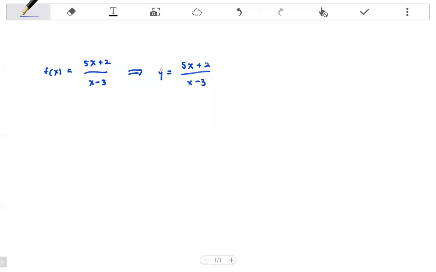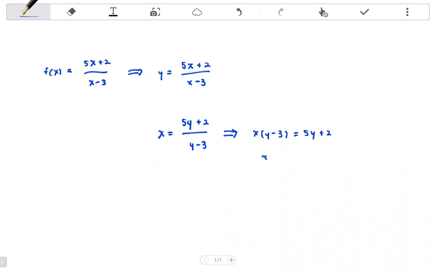So if we just switch every x we see with y and switch every y we see with x, then we can rewrite the question as x equals 5y plus 2 over y minus 3, right? And from here, we want it back to where it's an equation. So we want to rewrite this as y equals something. So isolate y. So to isolate y, we need to get rid of the denominator. I'm going to multiply y minus 3 on both sides.